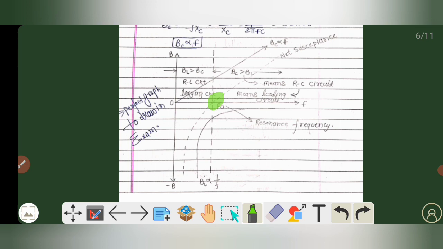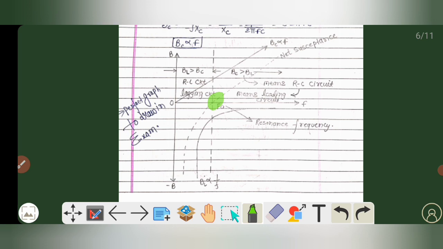Now if we talk about frequency greater than resonance frequency, then in that case the value of BC will be greater than BL, which means it will basically be an RC type circuit, and so it will be leading in nature, my dear friends.